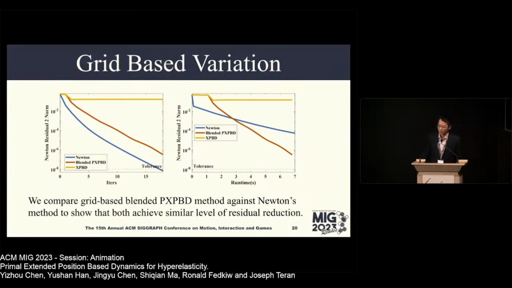But we noticed that blended or XPBD has a much lower per iteration cost than Newton. So if we plot the residual norm versus runtime, blended will eventually beat Newton, later on. So that's pretty impressive.